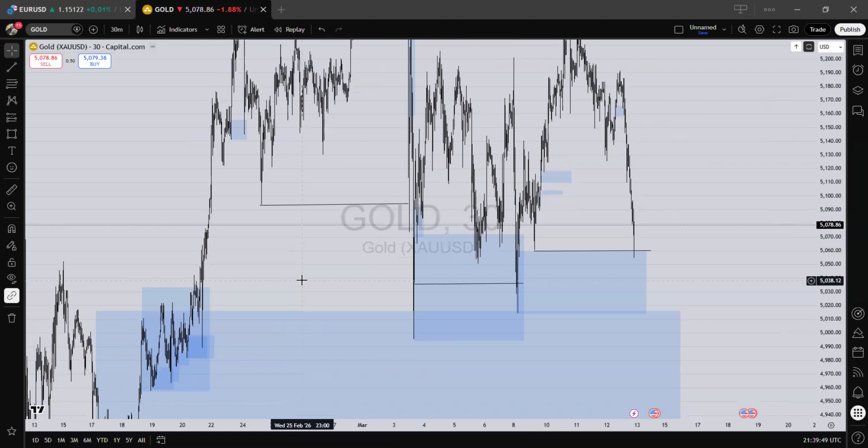If price doesn't mitigate 50% of the fair value gap, then that fair value gap could still be mitigated a second time. It can still be mitigated again, but only in aggressive conditions, like in a trendy condition. If it's a rangy condition, the market is likely going to take it out. Please take note of it.